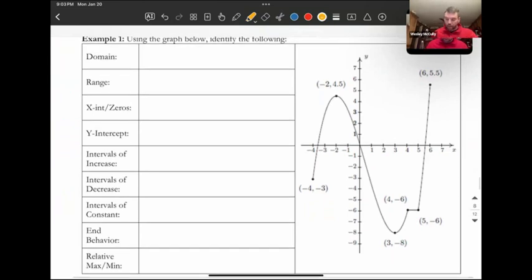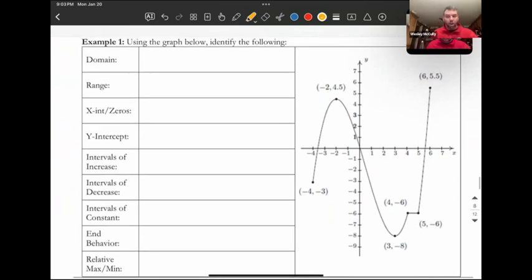Okay, so let's start with the domain. The domain are all the x values that are on the given curve. So this curve starts from (-4, 3), and it remains constant, meaning it is a connected curve all the way to the next endpoint, which ends at (6, 5.5). Okay, so there are no breaks in that curve. It remains continuous all the way through.